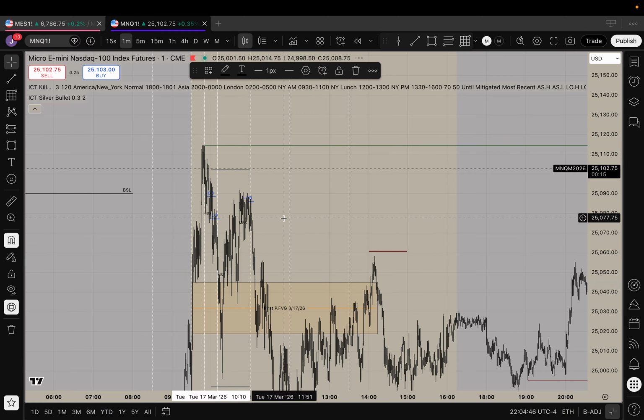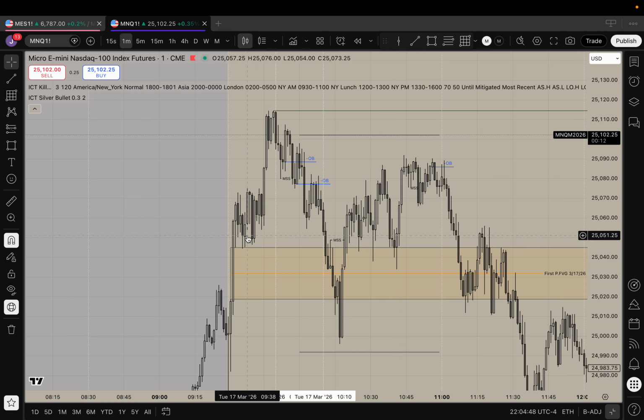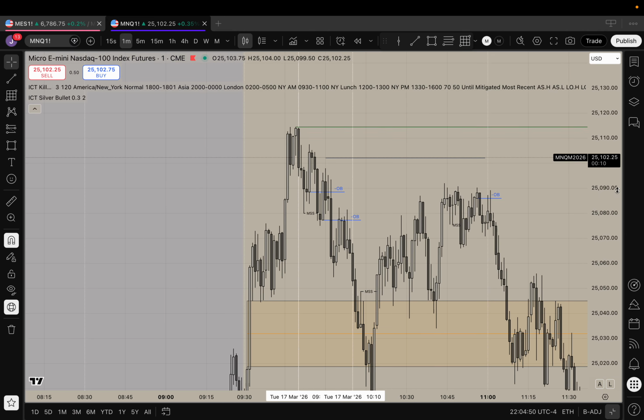So I took a trade today. I posted it on X. I posted a screenshot of it from my phone on X. So if you guys want to see that, it's there.